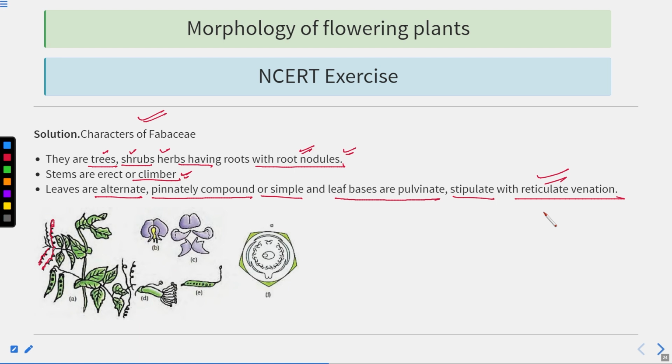Okay, so here you can see the flower. This is the standard, this is the wing, and this is the keel, you can say. Now there is a diadelphous condition. Nine stamens of the androecium are joined together and one is left free like this.